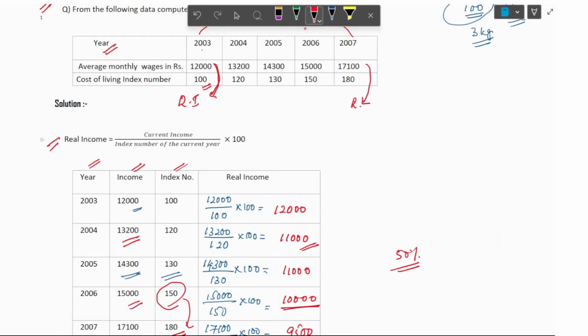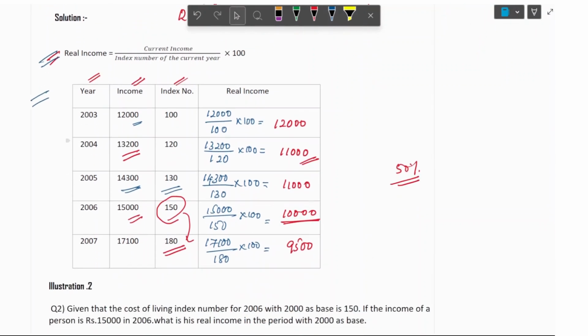Okay, first write the formula. Formula is real income equal to current income divided by index number of the current year into 100. Now there are two steps. First write the formula, then make the table. In the table there are 4 columns: year, income, index number and real income, and continue it. Calculation is very simple, use your calculator and complete it. Therefore here the question is complete.